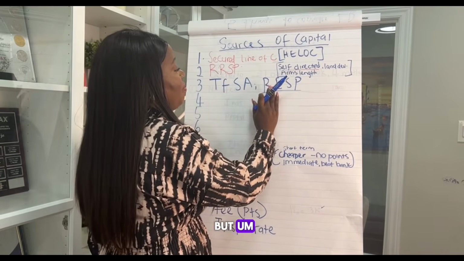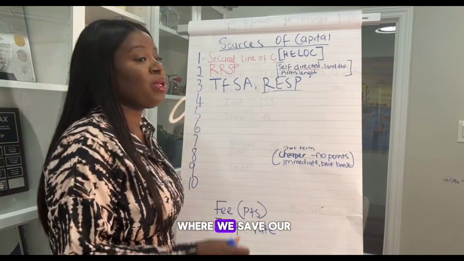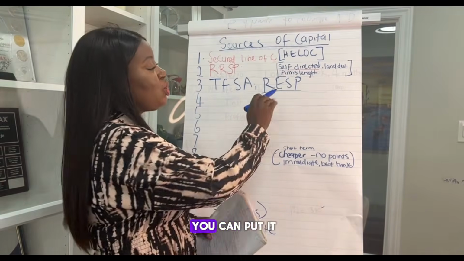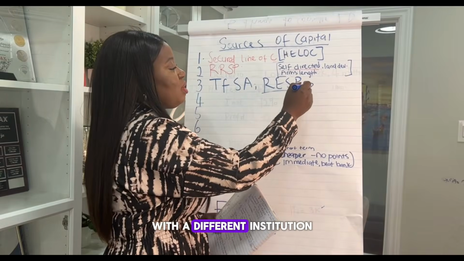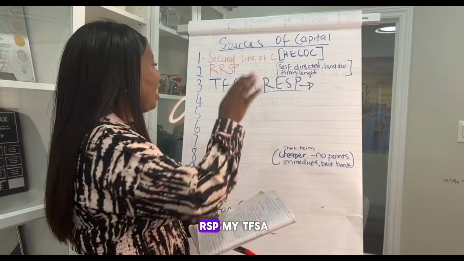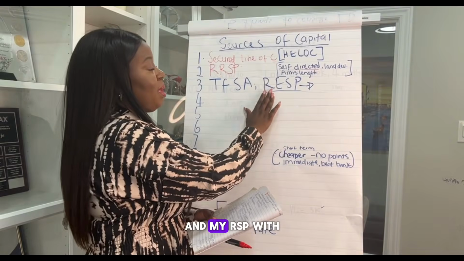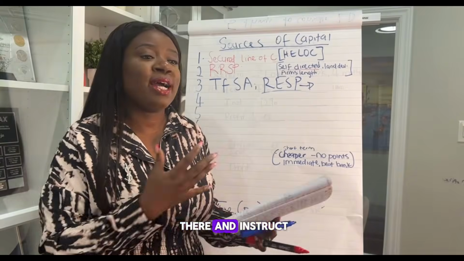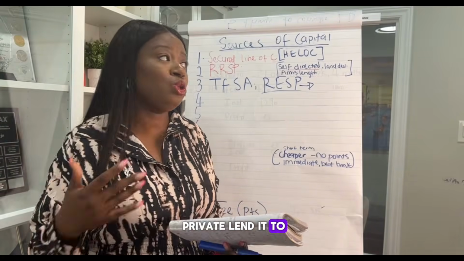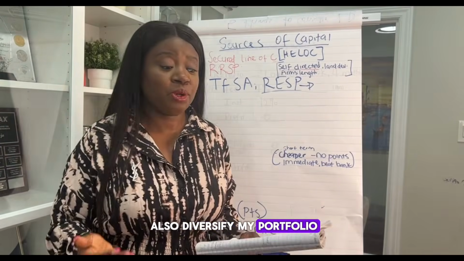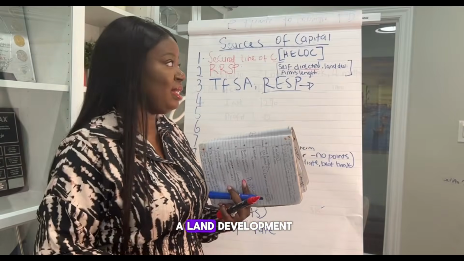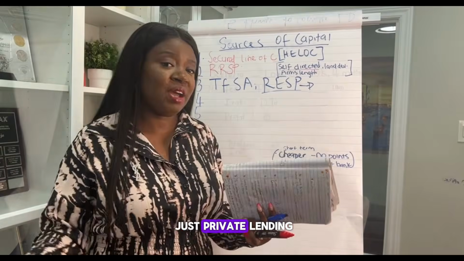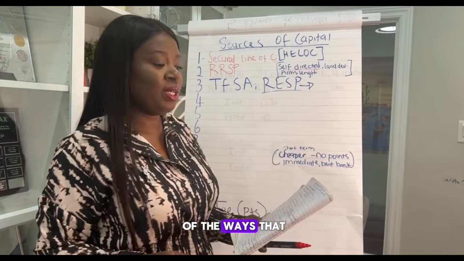But RESP, like I explained, is where we save our kids' tuition fee. So what you can do again with this one is you can put it with a different institution. I have my RRSP, my TFSA, and my RESP with the same institution that I self-direct, and I will go there and instruct who I want to private lend it to. Some of it, I also diversify my portfolio. I put some into land development, I put some into apartment development, I put some into just private lending. So those are some of the ways that you can raise your capital.